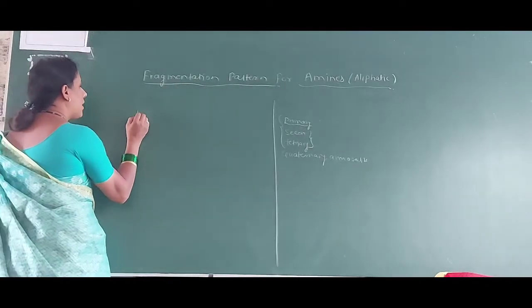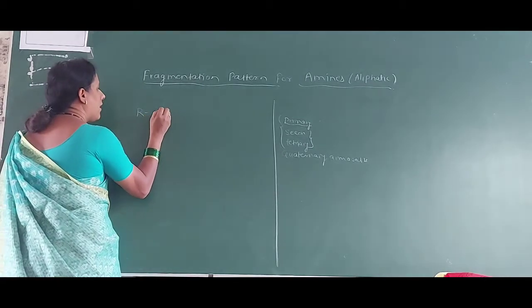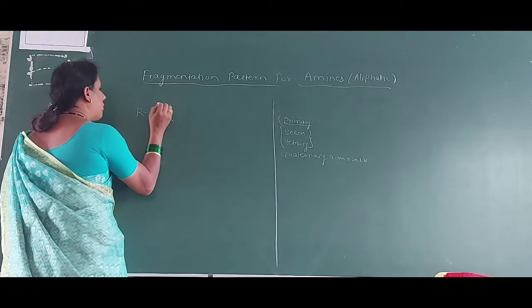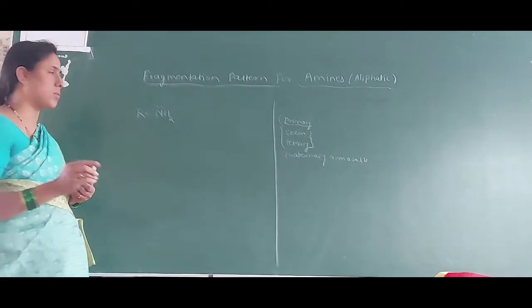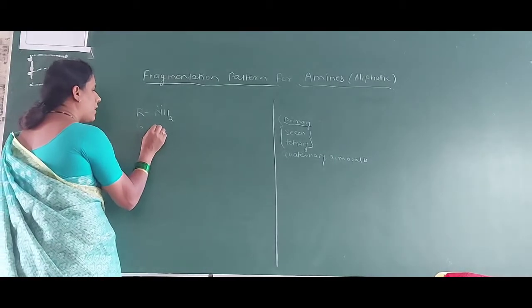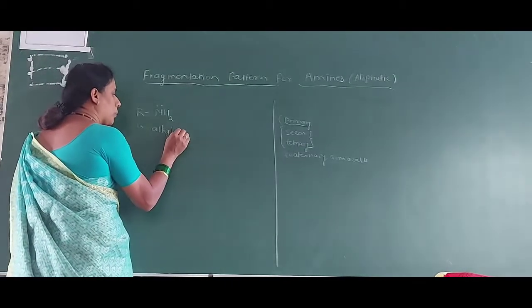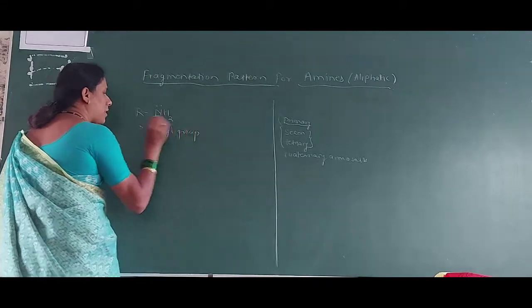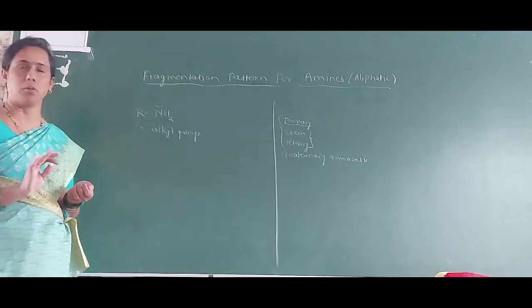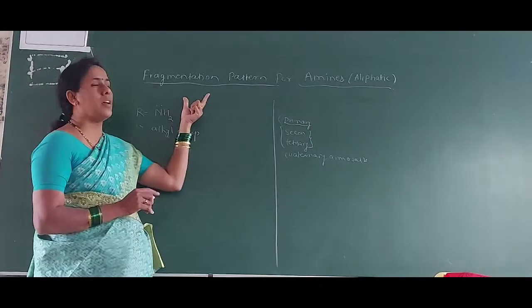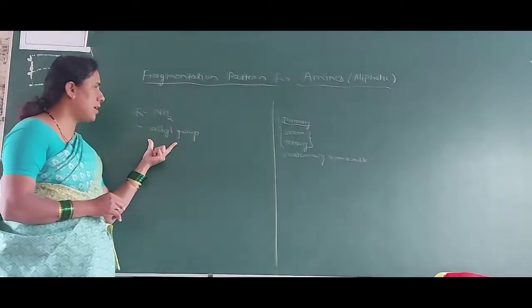Primary amines have the formula RNH2 with one lone pair of electrons. R stands for any alkyl group. For the fragmentation in amines, we have to study here.